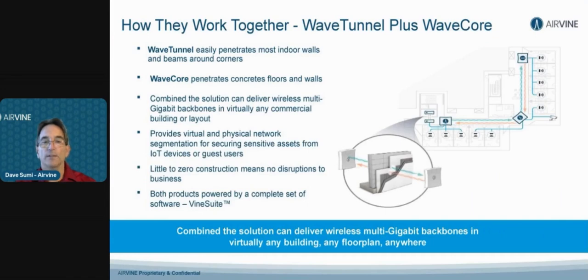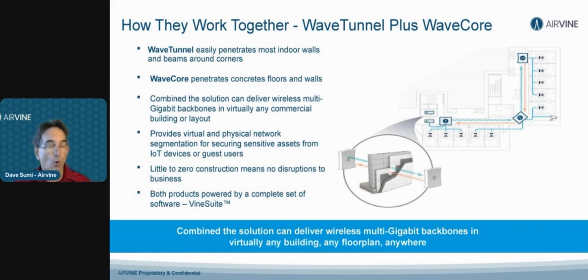So let's move on. We've discussed in other webinars and videos the wave tunnel and the WaveCore, but just a quick reminder: the wave tunnel was the first product released. It is our 60 gigahertz product that gives you about a gigabit and a half, and it's designed to go down corridors, beam steer around corners, and it also penetrates most indoor walls. The idea for the wave tunnel is we're trying to augment or improve your Ethernet backbone capability.